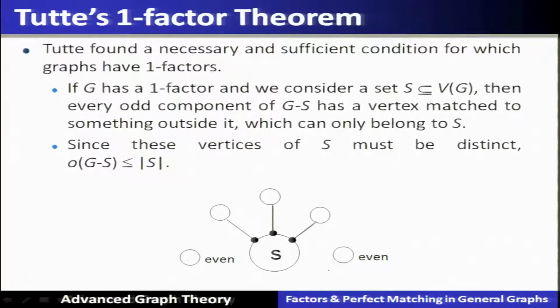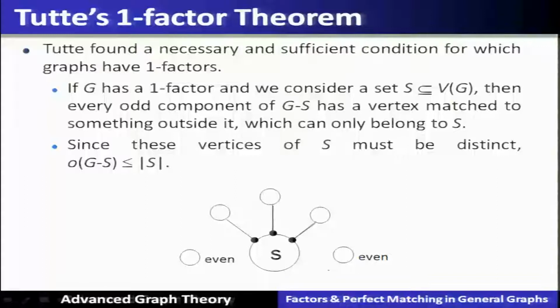Tutte found the necessary condition for having a one factor or a perfect matching in a general graph, which says that if G has a one factor, then for every subset S of the vertex set, the number of odd components, if you remove this subset S from the graph, will be at most the size of S. So, we can denote it by this particular condition.